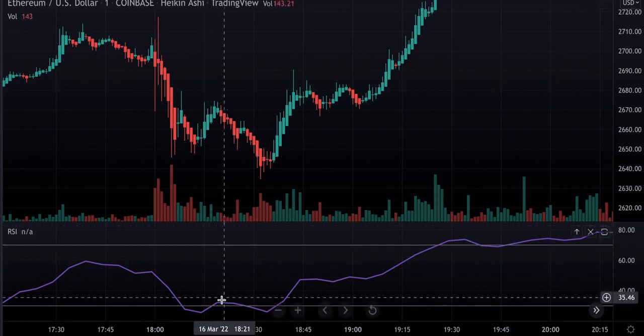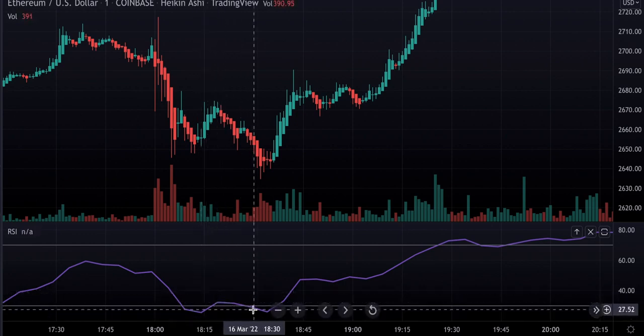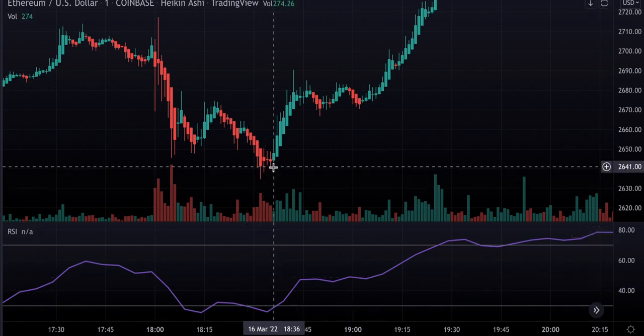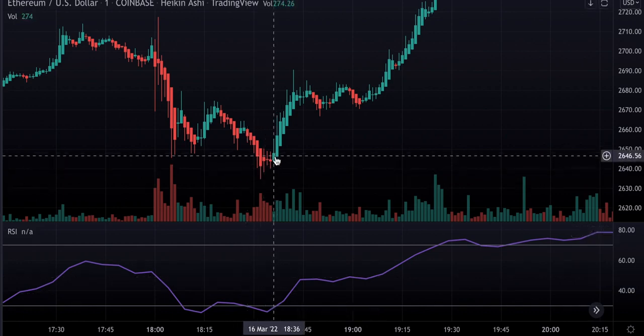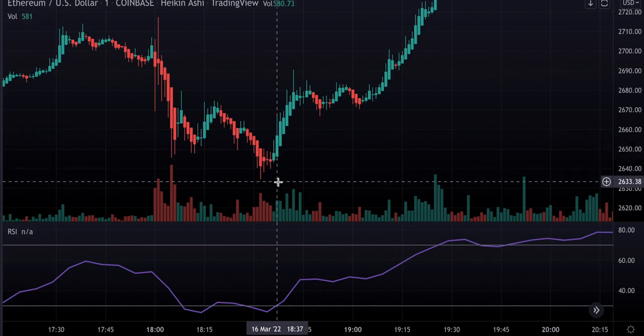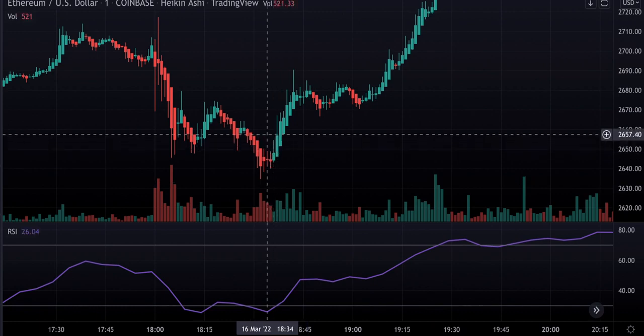Now we see the RSI just got out of this oversold area, and we have another signal right here. So now we're looking for those bullish Heikin-Ashi candlesticks again. We see we found one right here. We check the volume. It's 581 and we compare it to the previous bearish volume, 441. So we would take a long trade right there.